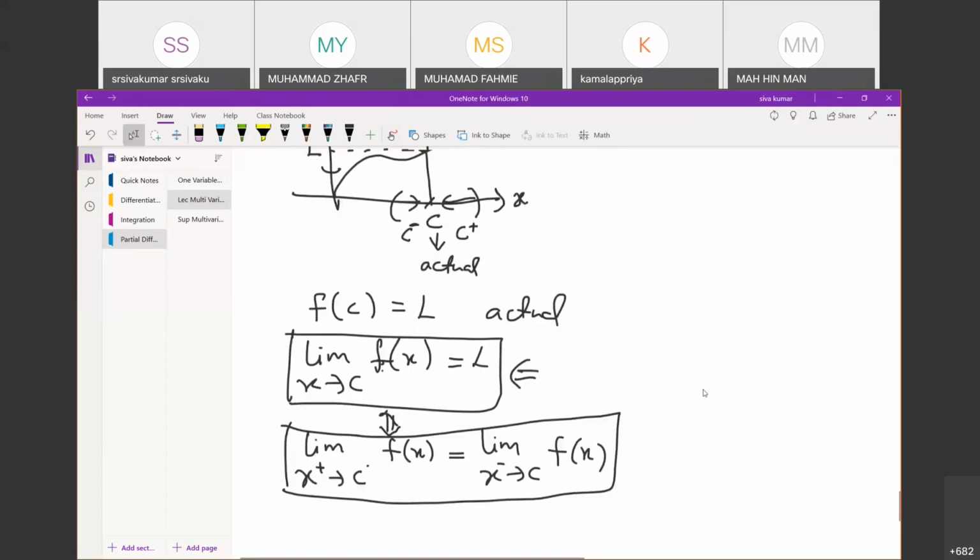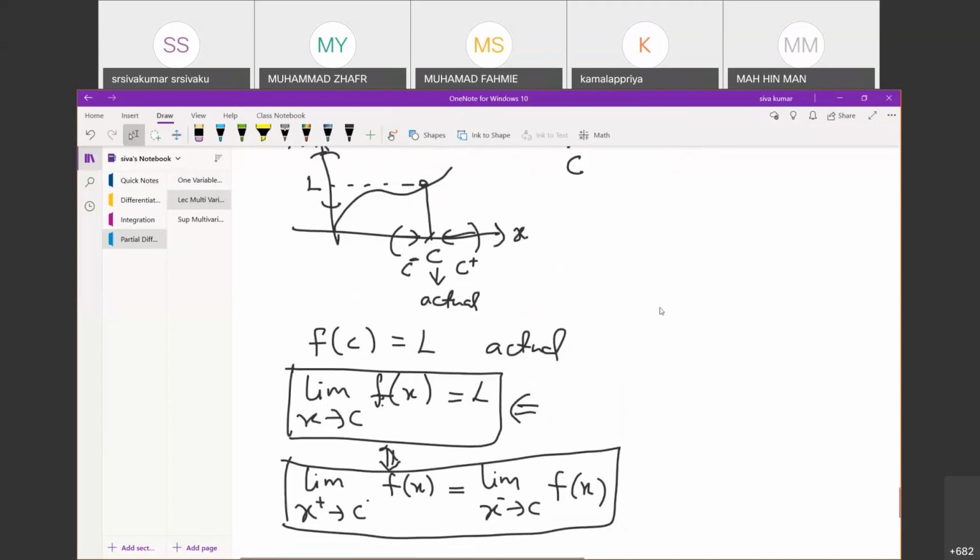Okay, then this is L. Now you can see this is the actual value. The actual value is different from this. Don't get confused between the actual value and the limit. The limit is different. That's why you can see the calculation method is totally different from the actual.